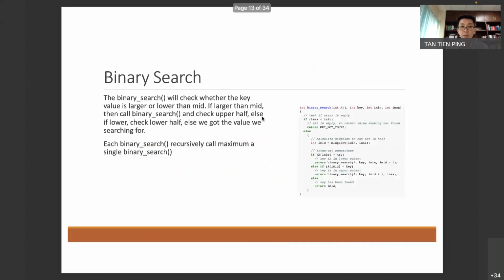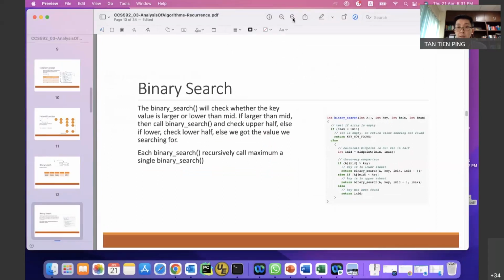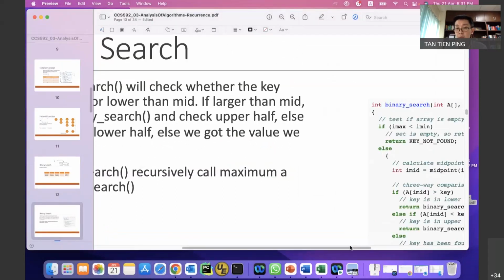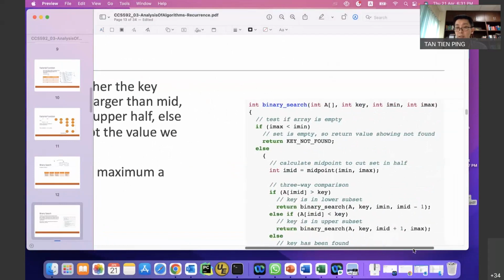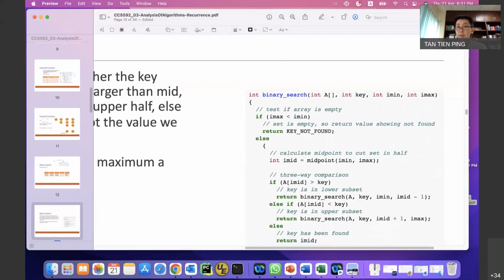Okay, let us look at this algorithm. Let us look at the code. Last time I didn't show you the code. So this is the code for binary search. Hope you can see it. It's a bit small.